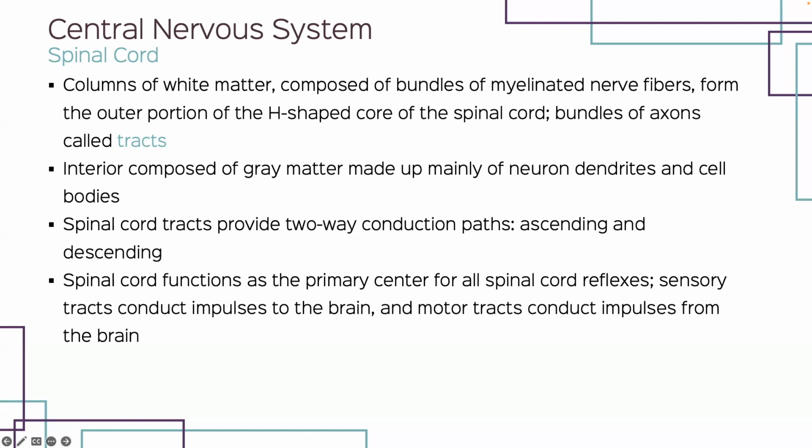Two common kinds of spinal cord reflexes are withdrawal and jerk reflexes. An example of a withdrawal reflex is pulling your hand away from a hot surface. And then a knee jerk is going to be an example of a jerk reflex.